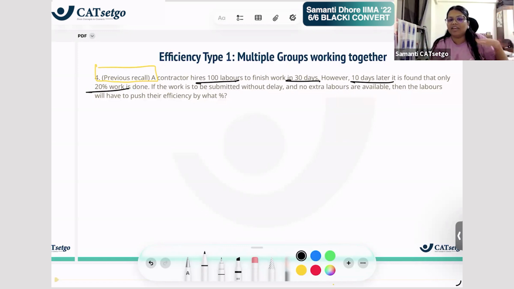Let's say we do not have any option. There is no extra time available. There is no extra labor available. जितने लोग हमने हायर करे हैं और जितने दिन हमको मिले उतने उसमें काम करना है ना? ऐसा तो होता नहीं है.